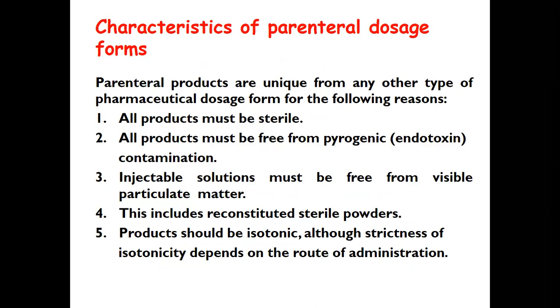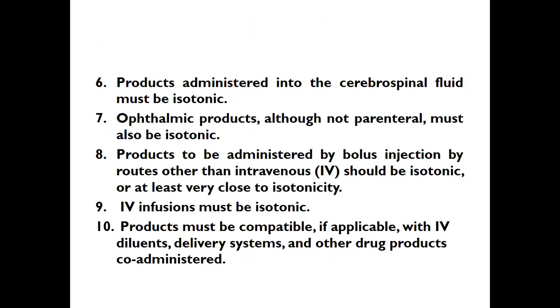Characteristics of parenteral dosage forms. Parenteral products are unique from any other type of pharmaceutical dosage form for the following reasons: all products must be sterile, all products must be free from pyrogenic contamination, and injectable solutions must be free from visible particulate matter. This includes reconstituted sterile powders. Products should be isotonic, although the strictness of isotonicity depends on the route of administration. Products administered into the cerebrospinal fluid must be isotonic.